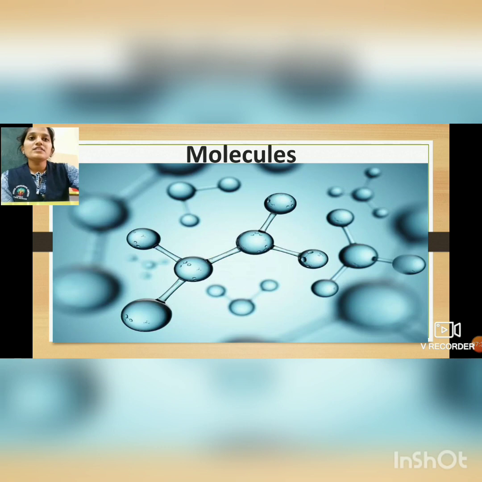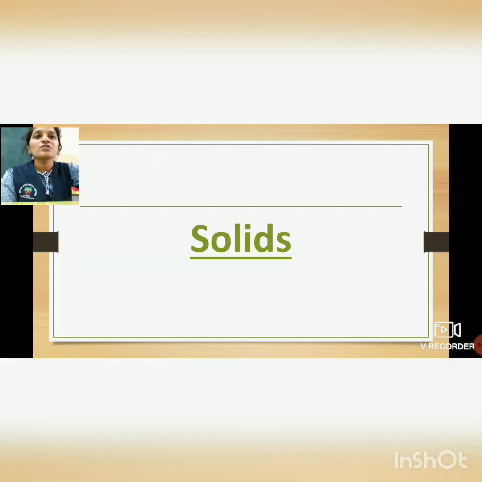We are going to see how these molecules are placed in a solid, liquid and gas. That means the arrangement of molecules present in a matter decides whether that object is a solid, liquid or gas. So students, first of all we are going to start with a solid.